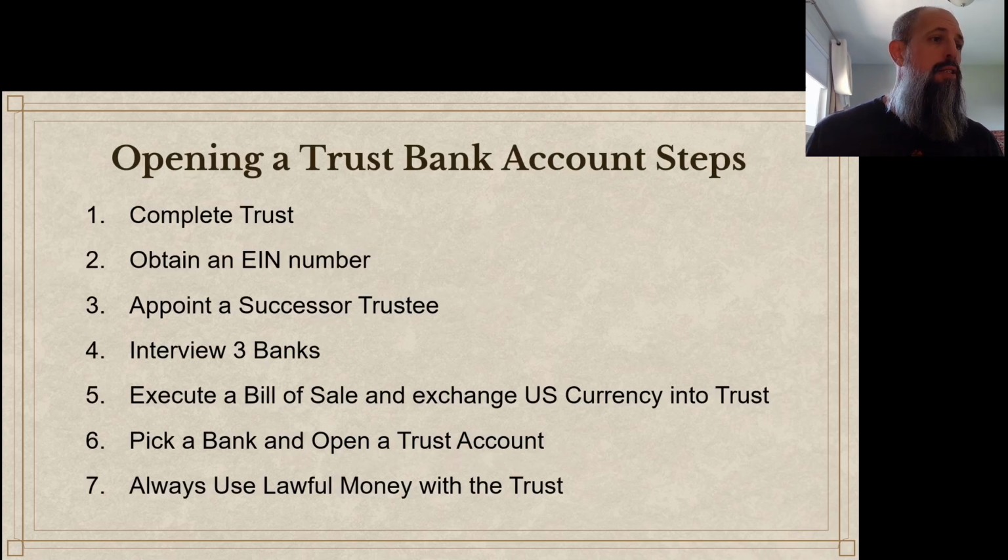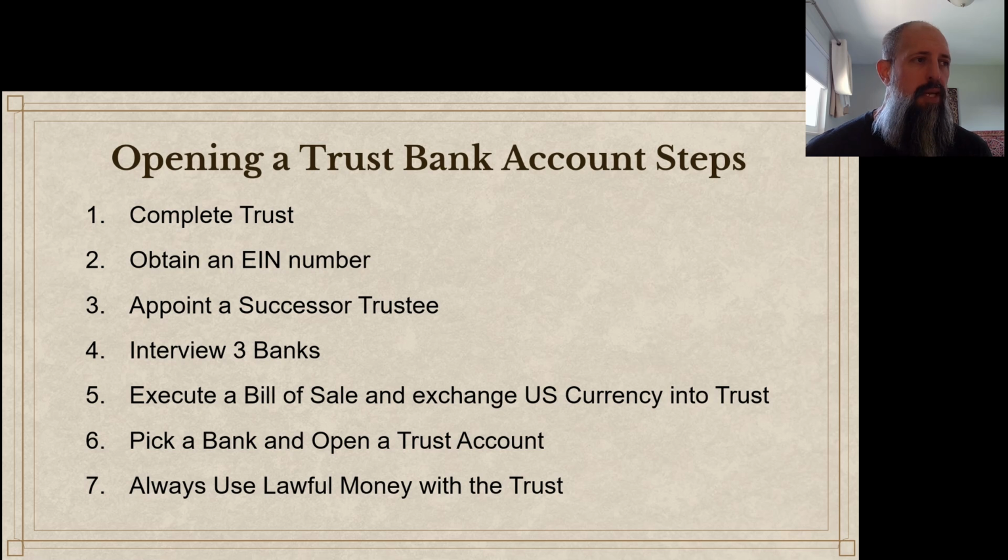Okay, here's a high level look at what you'll need. These are the steps. You got to have a completed trust. You got to get an EIN number, which I'm about to show you. You'll have to have an appointed successor trustee. I recommend interviewing 3 banks to open an account at, because they can be challenging and trip you up and waste a lot of your time. You're going to make sure you execute a bill of sale, which I showed you how to do previously, to get currency into the trust. Okay.